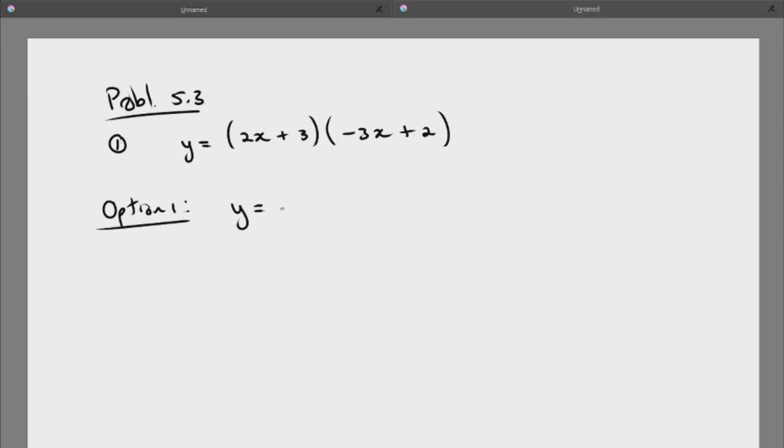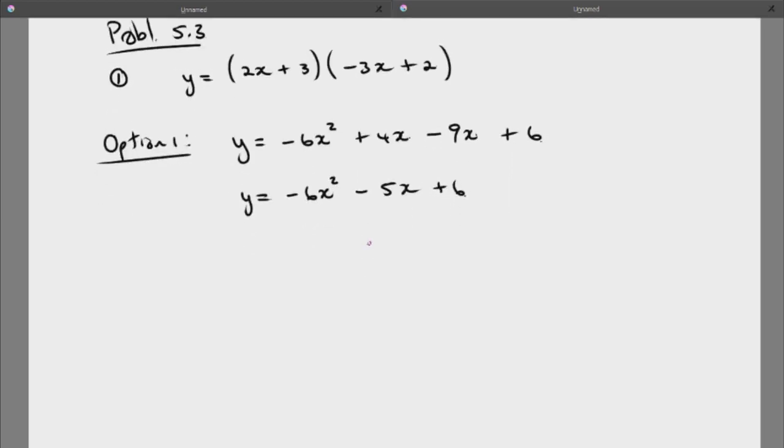So it's the first ones, negative 6x squared. The outside ones, plus 4x. The inside ones, negative 9x. The last ones, plus 6. I can simplify that a little bit further. Because I'm using this function in a future step, I want to clean it up. So I have a reason to simplify. Then simplification is very important. Now I can take the derivative.